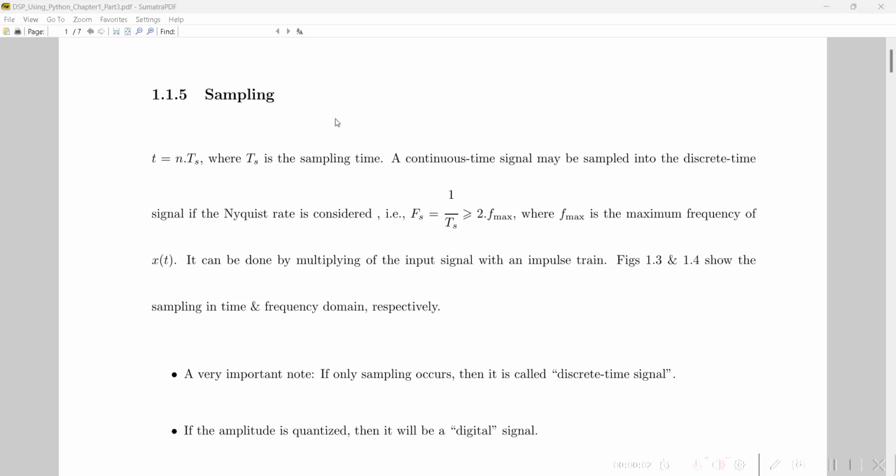Okay, guys, we'll continue our discussion about digital signal processing using Python. The topic is sampling, one of the important topics in signal processing.